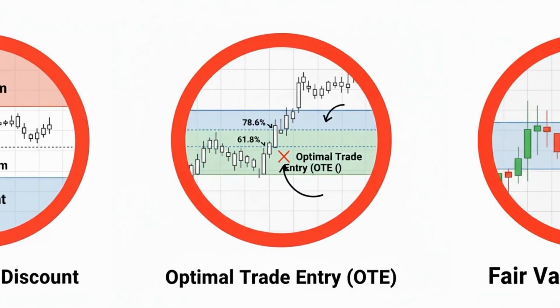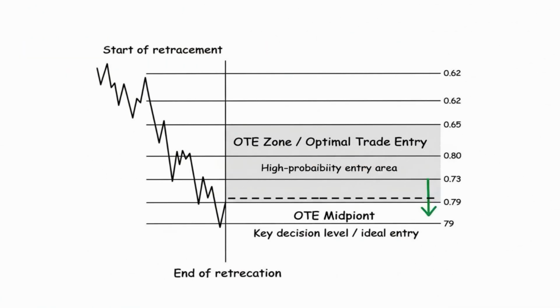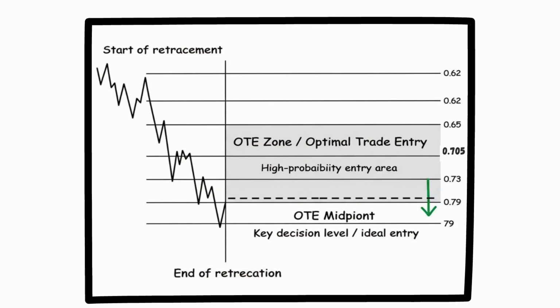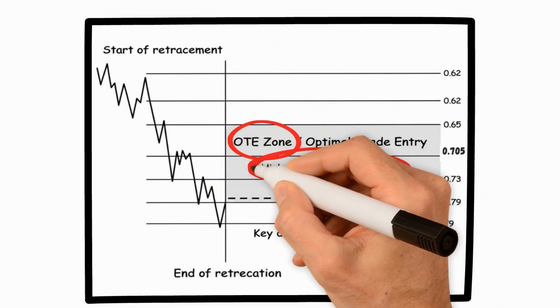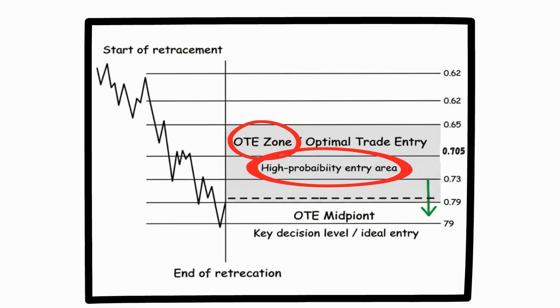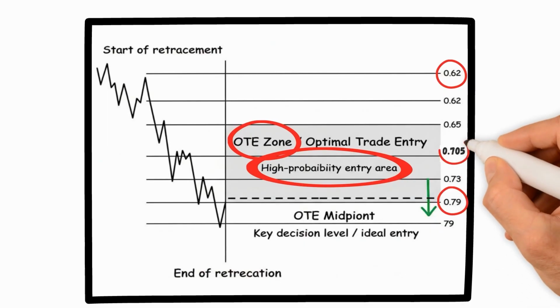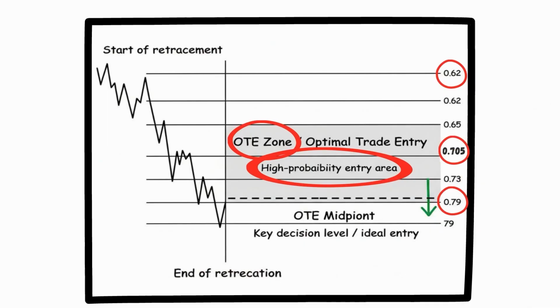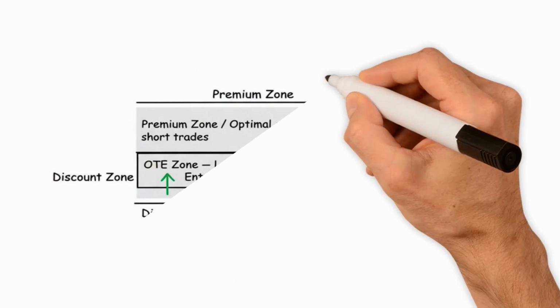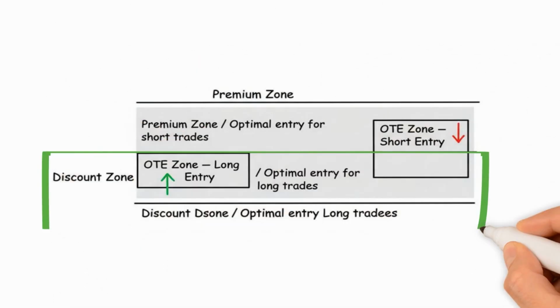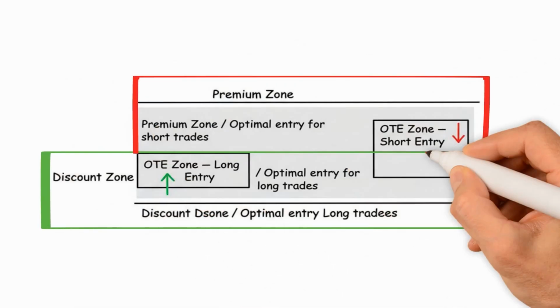Optimal trade entry, OTE. The optimal trade entry, or OTE, is a specific retracement zone used to enter high probability trades. It's based on a Fibonacci pullback between the 0.62 and 0.79 levels, with the midpoint at 0.705 or 0.75, depending on your source. For longs, the OTE zone sits within the discount area. For shorts, it sits in premium.